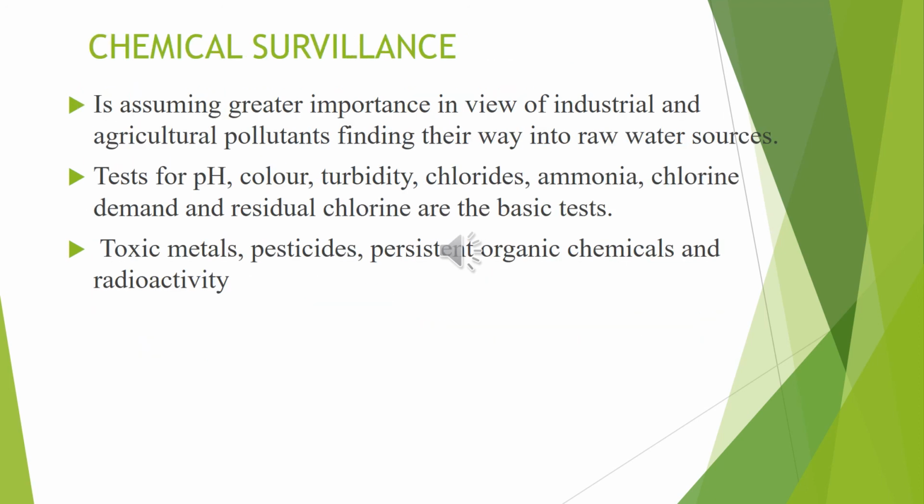Chemical surveillance of drinking water is also very important, especially in those areas where industrial and agricultural pollutants are mixed into raw water sources. Tests are carried out for pH, color, turbidity, chlorides, ammonia, chlorine demand, and residual chlorine. These are the basic tests which should be done for chemical surveillance.